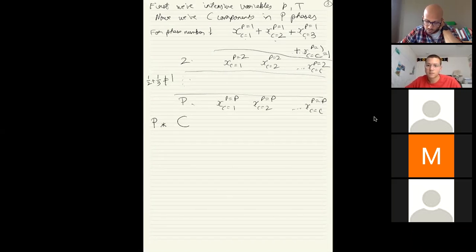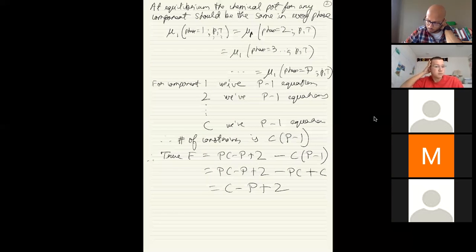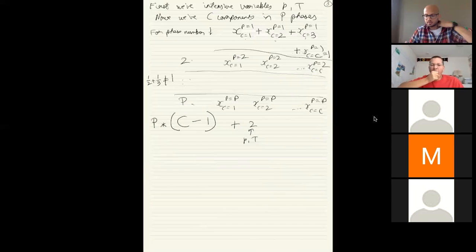That's why you don't have P multiplied by C, but you have P multiplied by C minus 1. In addition, you add pressure and temperature. So you get P multiplied by C minus 1 plus 2. So that's your degree of freedom. From this, you have to subtract the additional constraints coming from chemical potential, which we got as C multiplied by P minus 1. And that's how you get this.